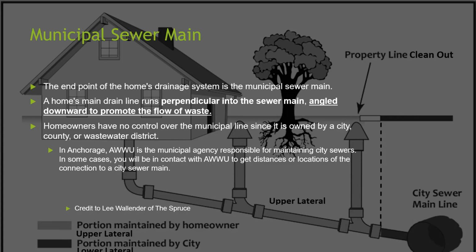Municipal sewer main. The endpoint of the home's drainage system is the municipal sewer main. A home's main drain line runs perpendicular to the sewer main, angled downward to promote flow of waste. Homeowners have no control over the municipal line since it's owned by a city, county, or wastewater district. In Anchorage, AWU is the municipal agency responsible for maintaining city sewers. In some cases, you will be in contact with AWU to get distances or locations of the connection to a city sewer main.